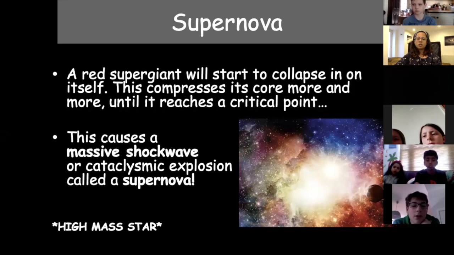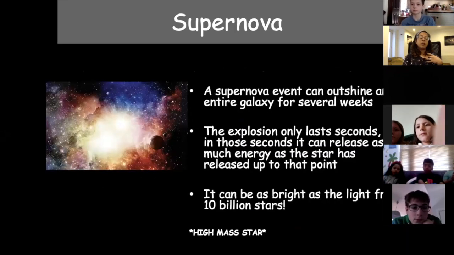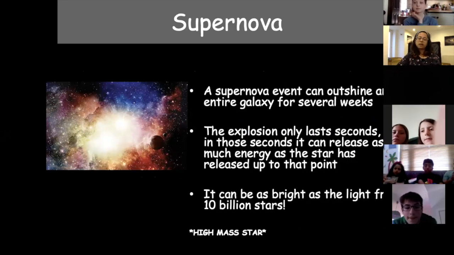Okay, so the red supergiant collapses in on itself. The gravity is so strong that it compresses all the matter into such a small area that it causes a massive shockwave and a huge explosion called a supernova. If we do see supernovas in the sky, they're very, very bright. They can last for several weeks, and can be brighter than the light from 10 billion stars. But the actual explosion only lasts seconds, which, if you think about this life cycle of stars, is a really short amount of time.